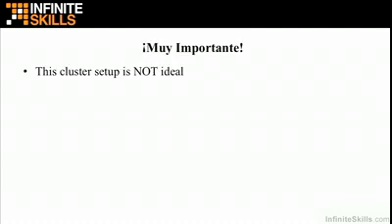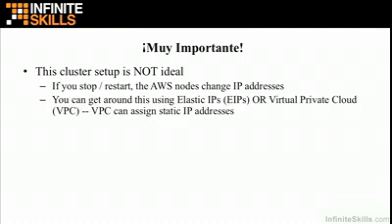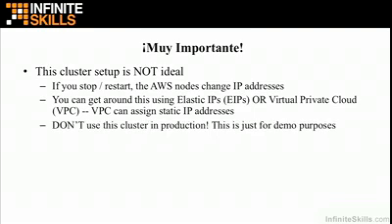Also, some very important stuff. This cluster setup is not an ideal cluster setup. Please be aware that if you stop and restart the AWS nodes, they will change IP addresses. You can get around this by using elastic IPs or virtual private cloud, both of which let you assign static IP addresses to your instances. So you could stop them and restart them, and the cluster will come back up with everything pointing to where it should be. Please do not use this cluster in production. This is just to help you understand the exercises and to see the actual functioning cluster.